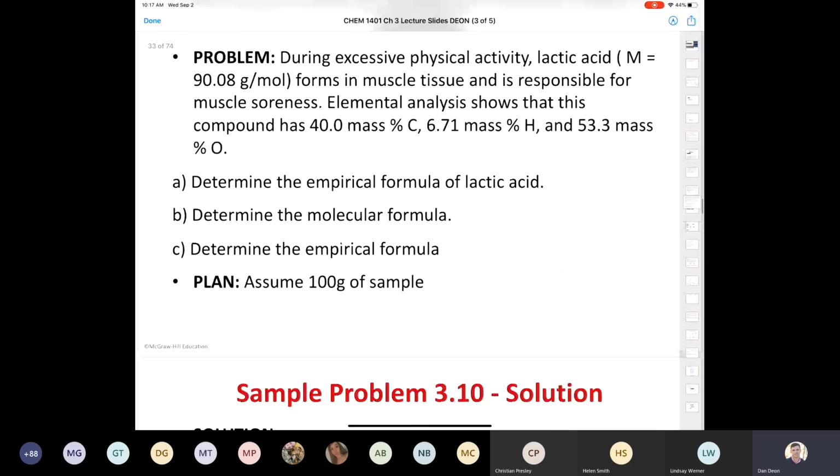It says here, during excessive physical activity, lactic acid, and it gives us the molar mass, 90.08 grams per mole, forms in muscle tissue and is responsible for muscle soreness. Elemental analysis shows that this compound, lactic acid, has 40% mass carbon, 6.71 mass percent hydrogen, and 53.3 mass percent oxygen. What's the empirical formula of lactic acid?